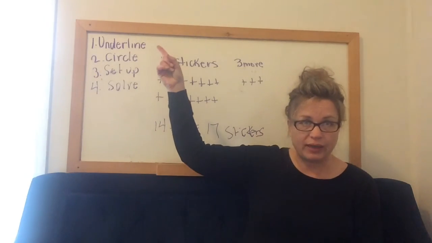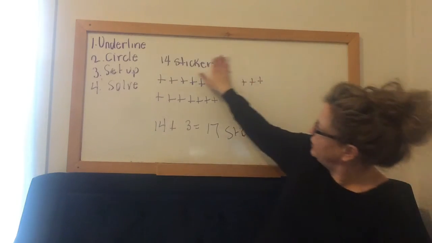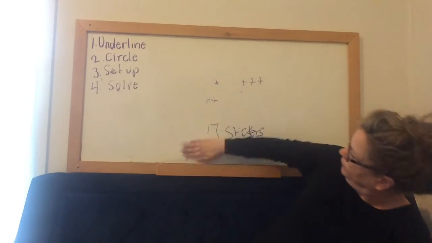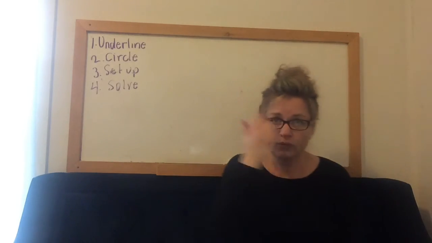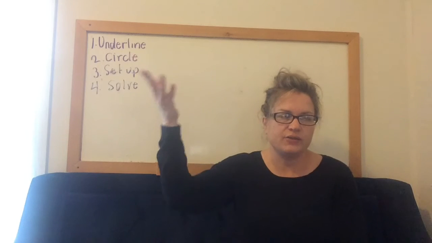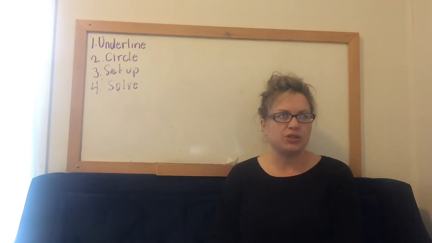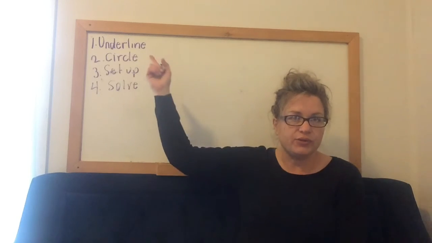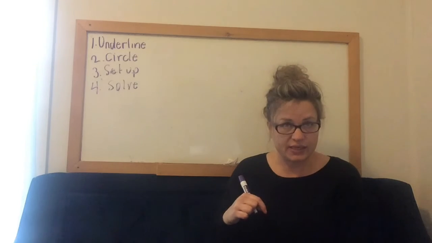First and foremost, while I'm erasing, you guys go ahead and underline. What is it that we need to figure out in this problem? Well, the question that it's asking us is how many of the buttons are not red? So go ahead and underline that question. The next thing that we need to do is circle our important information. In this case, we know that we have 16 buttons.